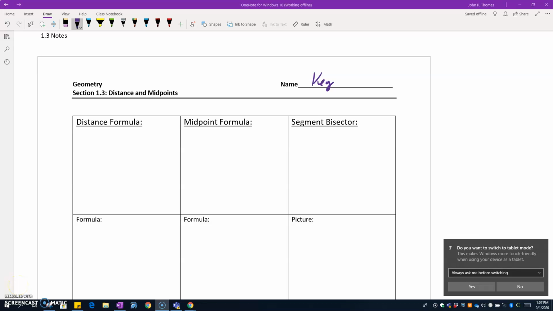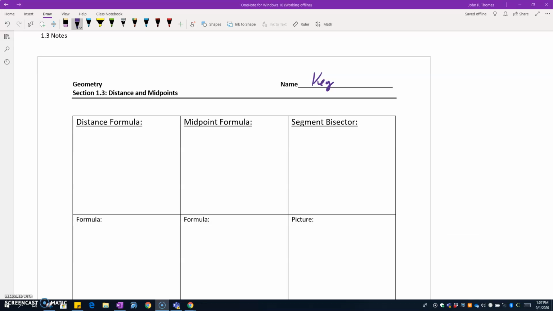We're going to run through the 1-3 notes real quick here. Today we're introducing really two formulas and a definition. So the first formula is the distance formula, and this leans back on our Pythagorean theorem.